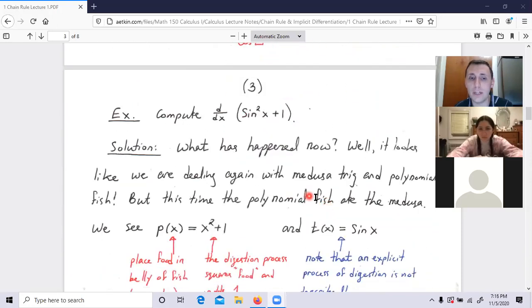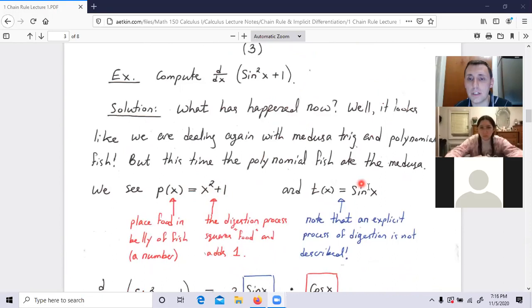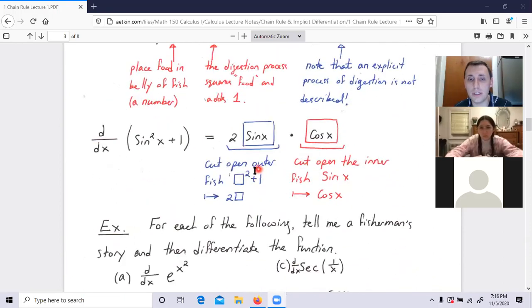So let's do it together, I guess, then, right? So here is the outer function, here is the inner function. So here is what I see. It's box squared plus one, its derivative is two times box. And then I place whatever is in the box times the derivative of what's in the box. What's in the box is sine, so I take the derivative, it's cosine. Are you with me? That's what happens here. Derivative of outside, put the inner function, and then multiply by the derivative of inner function. Yes?